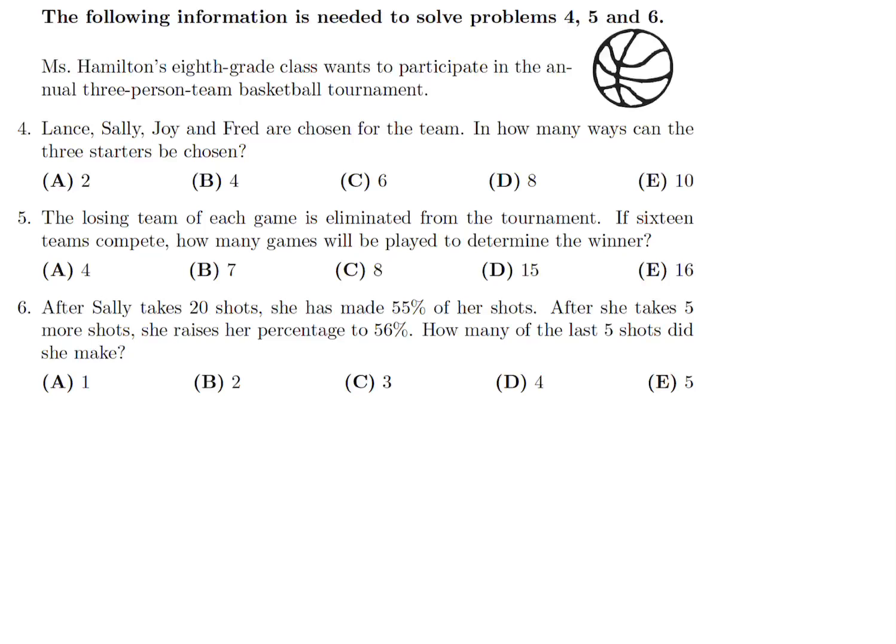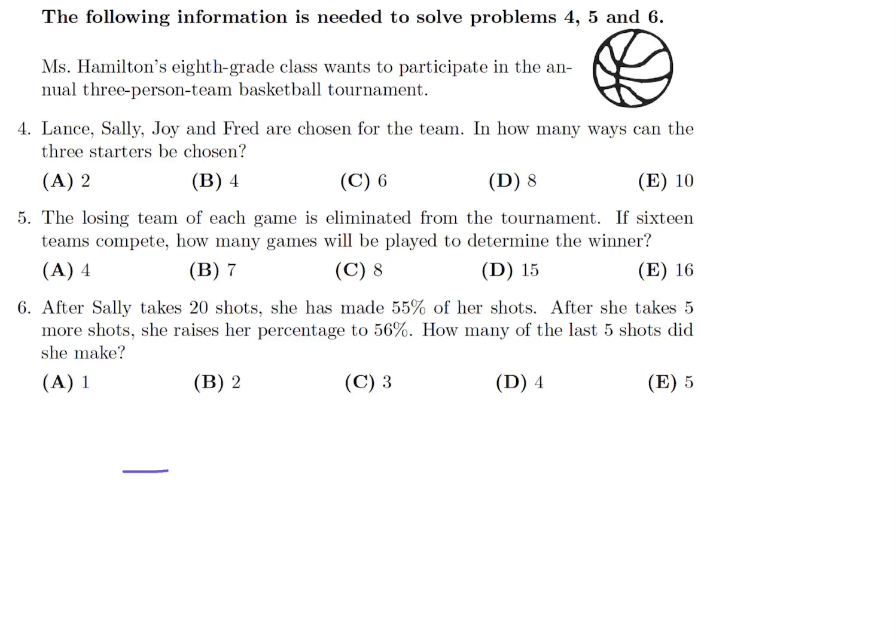The following information is needed to solve problems 4, 5, and 6. Miss Hamilton's 8th grade class wants to participate in an annual 3-person team basketball tournament. Lance, Sally, Joe, and Fred are chosen for the team. In how many ways can the 3 starters be chosen?